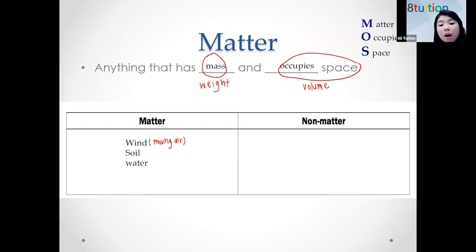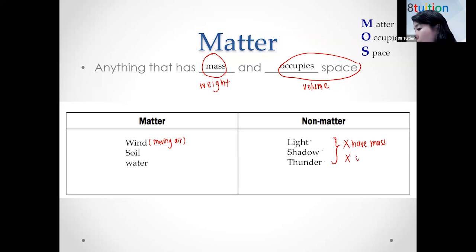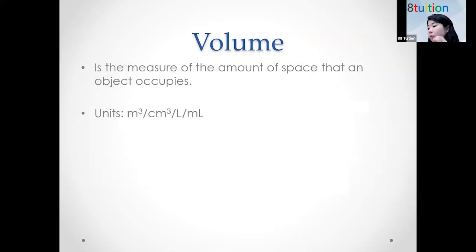Now, some examples of non-matter. Please remember, in the exams, the MCQ questions like to ask, which of the following are not matter? If you look at light, shadow, thunder, all these things do not have mass, they don't have any weight, and they do not have any volume. They do not occupy space. Are we clear? Are we good with the examples? Can we move on? Wensing okay? Michaela okay? Okay, good. Let's move on.